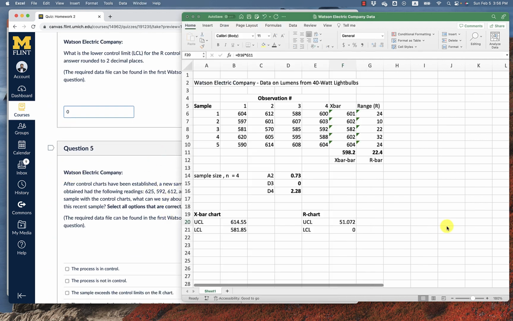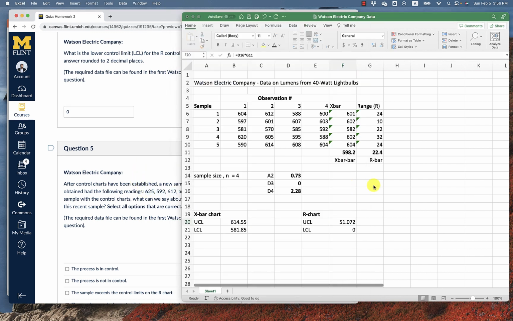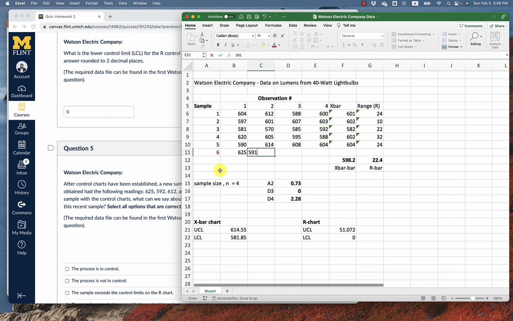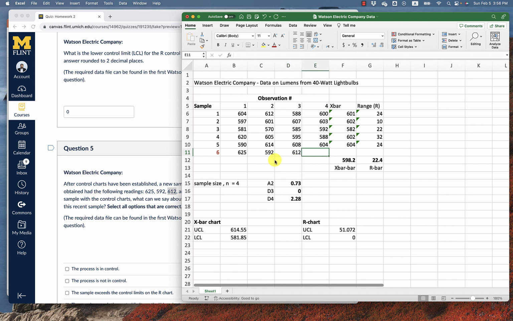Okay, so after these control charts have been established, we take a new sample with these values. So we are going to get sample 6. This is a new sample, so it was not used previously to make the control charts. We're now going to start plotting new samples on the control charts. So we get 625, 592, 612, and 635. And these are the values.